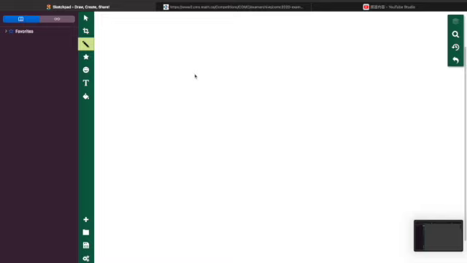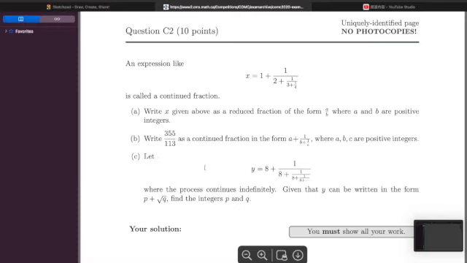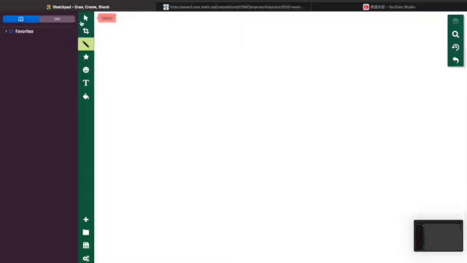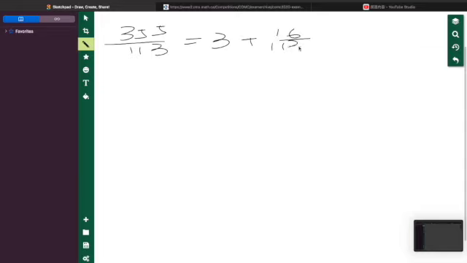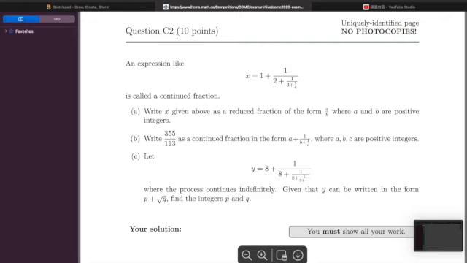Now, let's look at the second problem. The second problem: write this as a continued fraction in the form a plus 1 divided by b plus 1 divided by c, where a, b, c are positive integers. So we can first divide them into 3 plus 16 over 113, and then we can clearly find that a is equal to 3. Now we continue on the second part, 16 over 113.